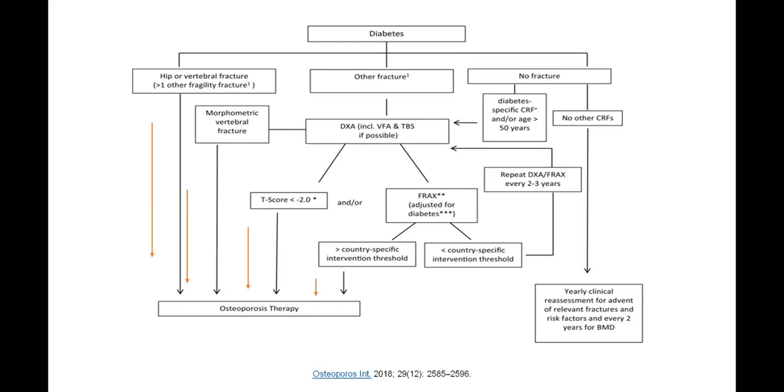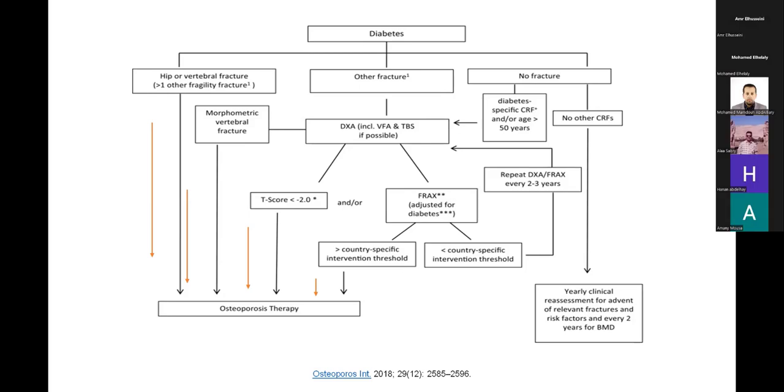Also, by doing the scan, if we find a morphometric vertebral fracture, morphometric meaning that it's discovered by radiology, so if we have a vertebral fracture, either symptomatic or morphometric, it is also an indication to begin osteoporotic treatment. And when assessing the risk of the patient, relying on FRAX scoring or DEXA scanning with FRAX scoring after modification, as Dr. Asma said, in patients with high risk factors for fracture, if the FRAX score after adjustment is more than the country-specific intervention threshold, it's also an indication for osteoporotic treatment.